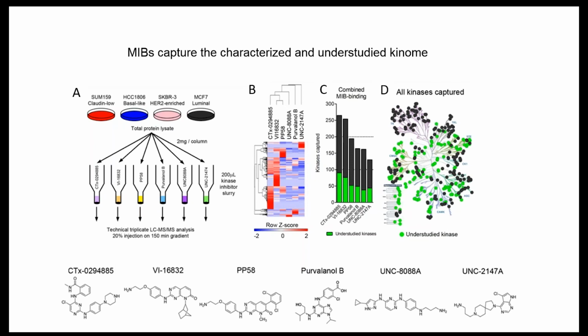What you can see in B is a heat map showing that each bead binds a different set of kinases that we used in this 6-bead experiment, 1 bead per column. Some of the beads bind fairly selectively, but for example, 2147A, which binds AKT, is a needed bead because the other inhibitors don't bind AKT. And you can see in G all the kinases captured, including atypical kinases, and green are the understudied kinases. So we have a really good representation of being able to measure functional kinases using this assay.